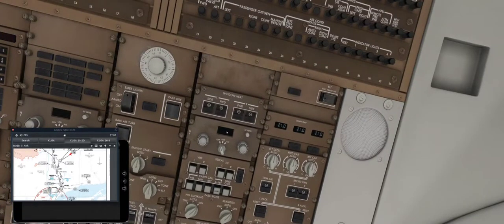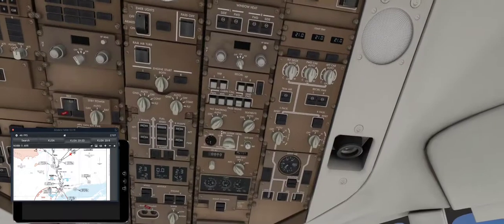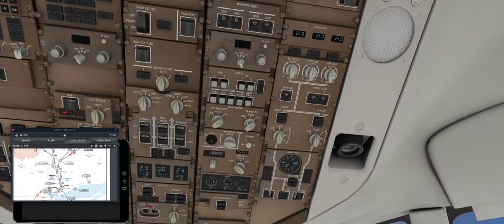HF radio is not really important. Window heat, fly with that on, otherwise your windows will fog up. Here are your signs. No smoking and seat belts.